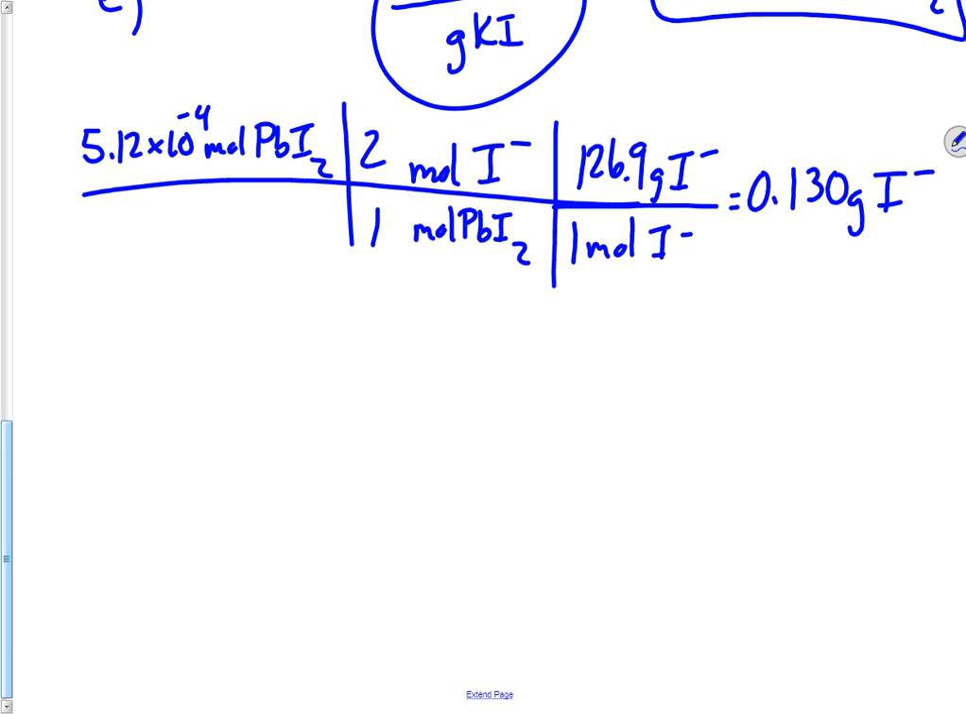So what do you do? You're going to take the 0.130 grams of I minus and what are you going to put it over exactly? 0.425, right? It's the grams of the KI.